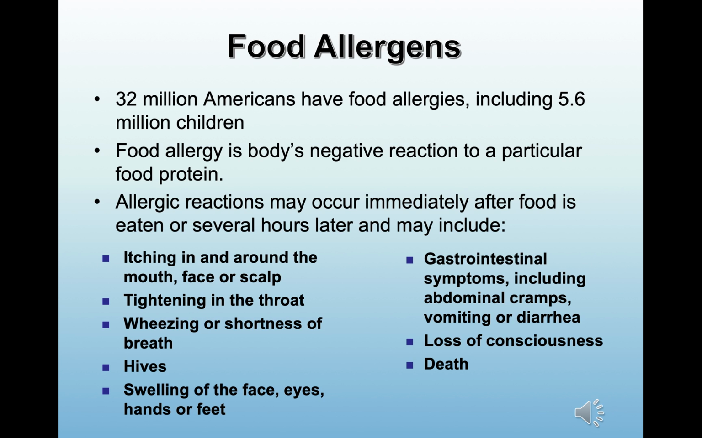The second part of Section 4 is food allergens. Food allergens affect 32 million Americans, including 5.6 million children. A food allergy is the body's negative reaction to a particular food protein.